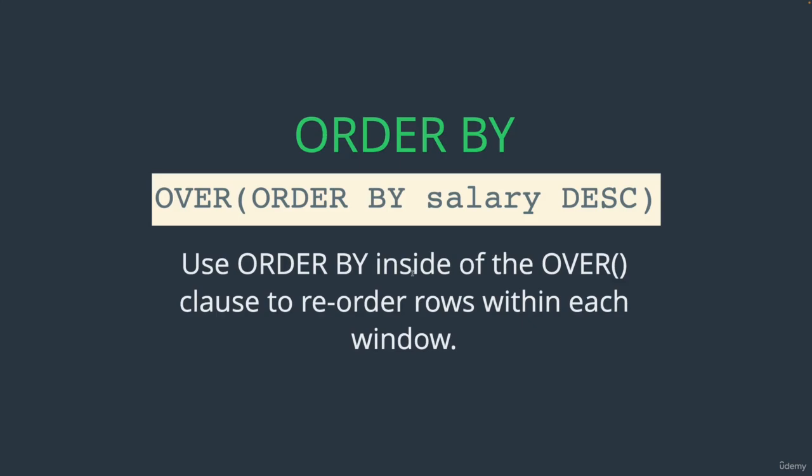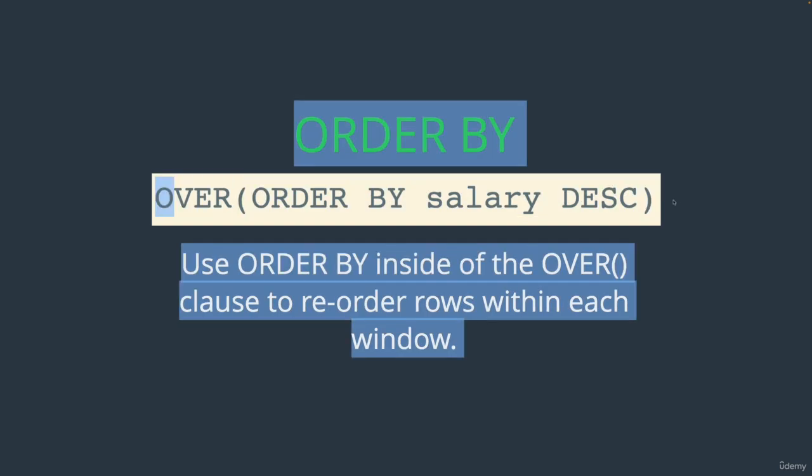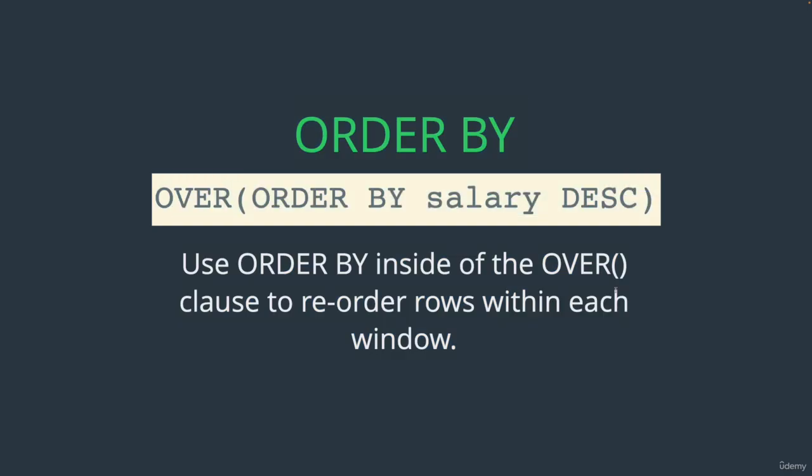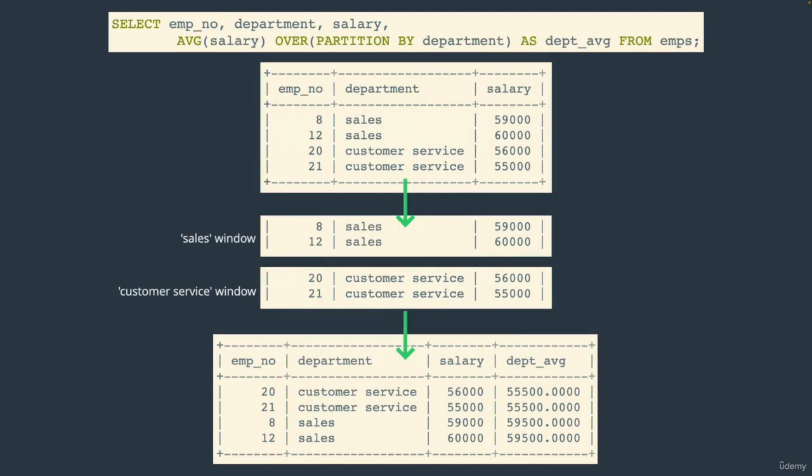Next up, we're going to talk about the order by clause that we can include inside of over. Order by inside of over is very different than the general order by we've already seen before. They're similar in that they change the order of rows, but when we include order by between the parentheses of over, what we're telling MySQL to do is to change the order of the rows inside of each window.